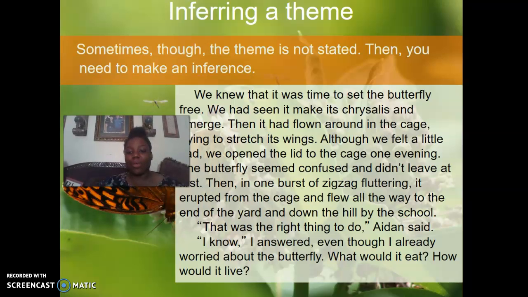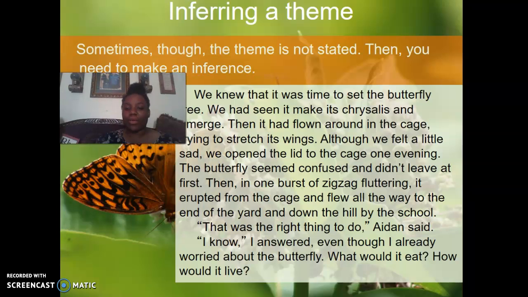That was the right thing to do, Aiden said. I know, I answered, even though I already worried about the butterfly. What would it eat? How would it live? So here, they didn't tell us exactly what the theme was, so we have to use our inferencing.